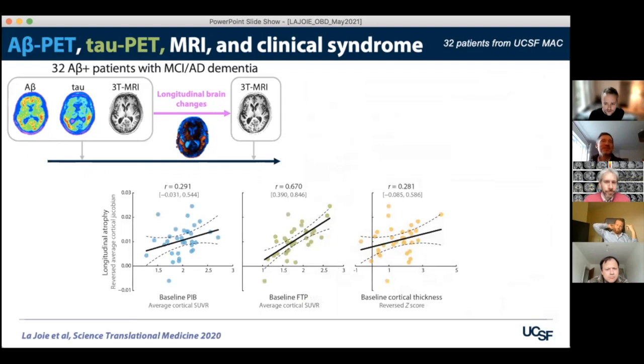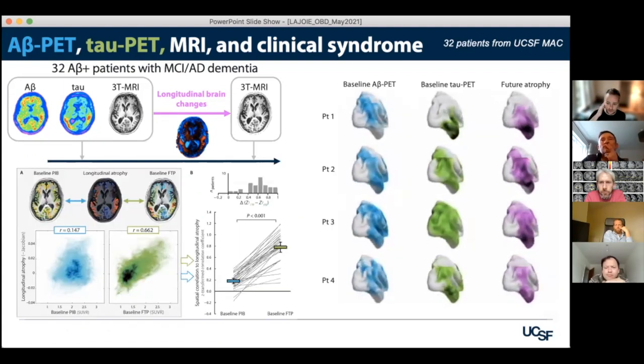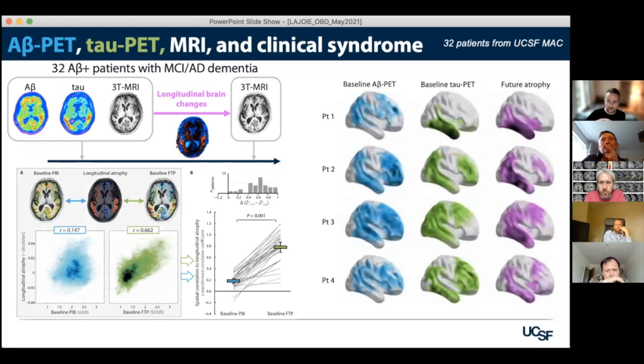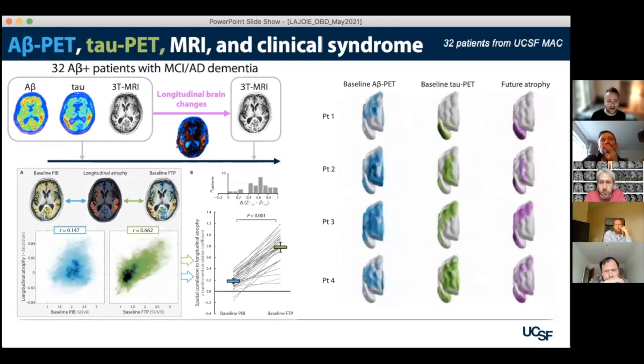What we saw is here on these plots, the x-axis shows the baseline abnormalities measured on these scans. So baseline amyloid, baseline tau, baseline cortical thickness in the entire cortex, and how it related to the y-axis, being the longitudinal rate of atrophy. What was really clear here is that baseline tau was the best predictor of future atrophy. These patients were actually randomly sampled, and baseline tau really forecasts where atrophy is going to be in this patient.